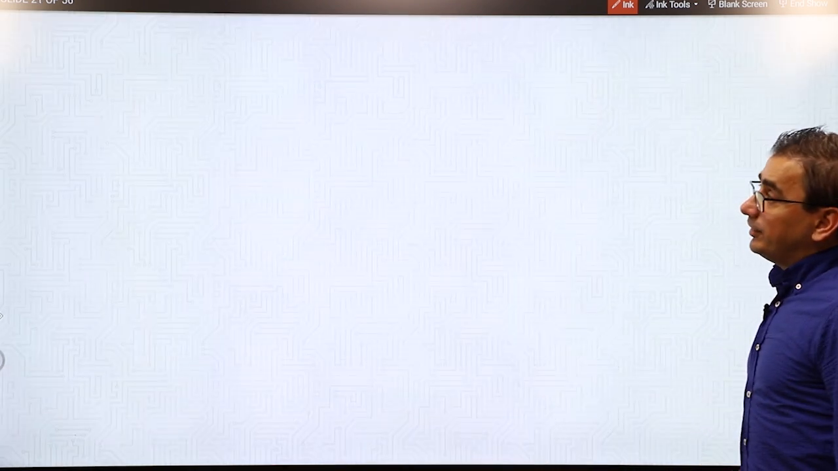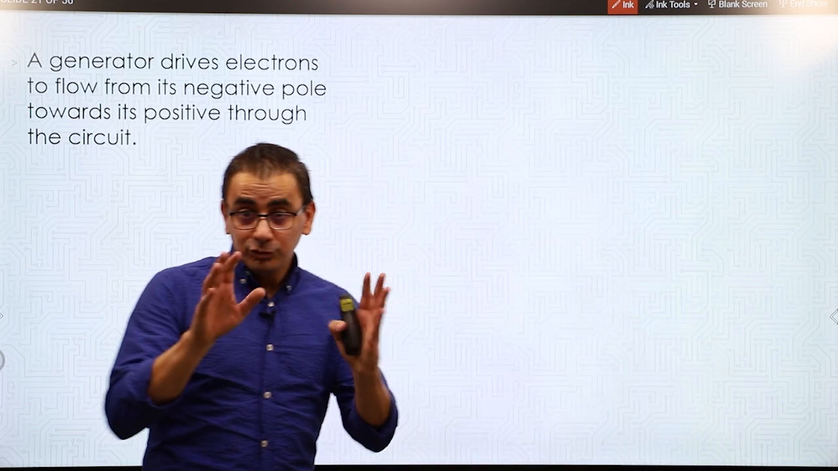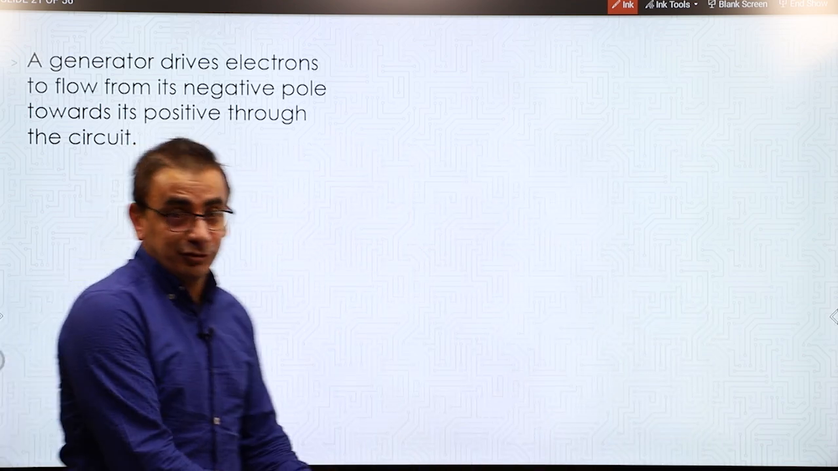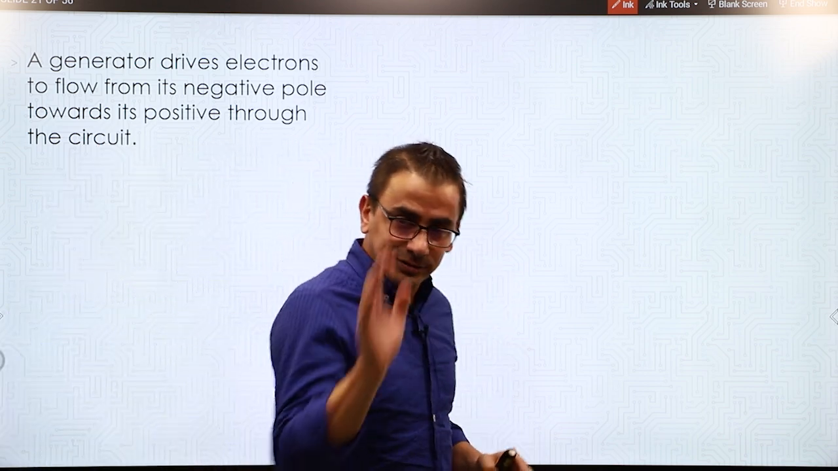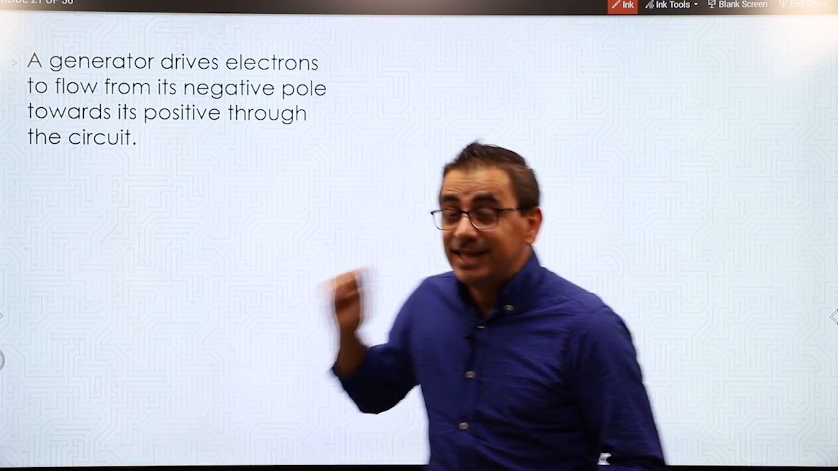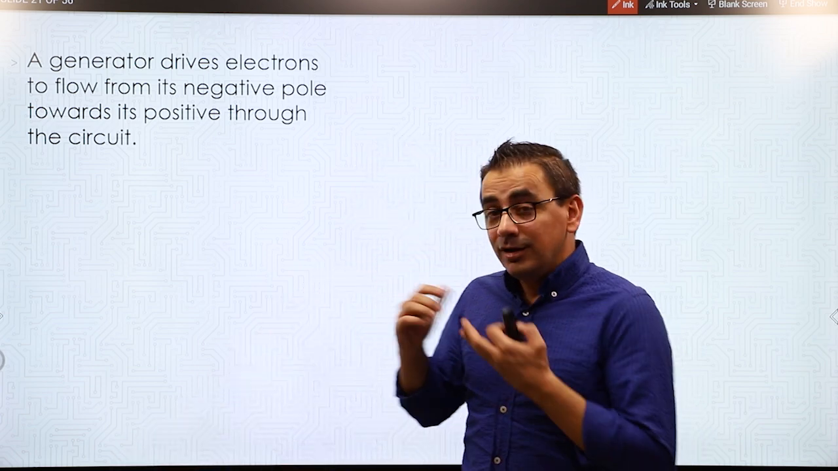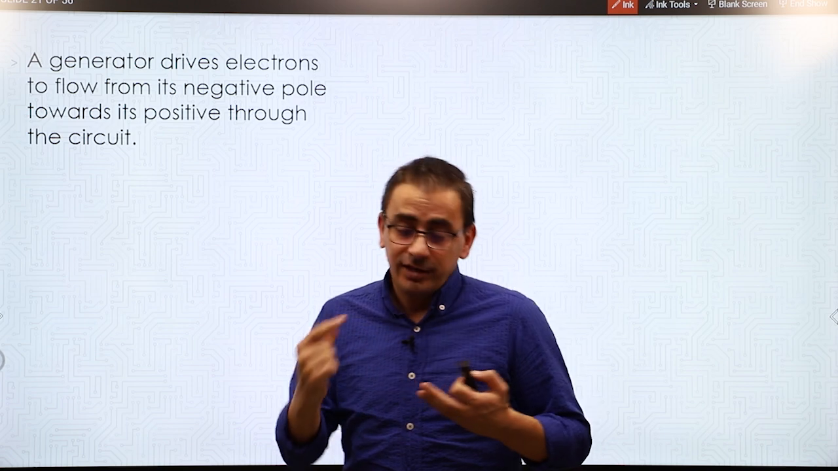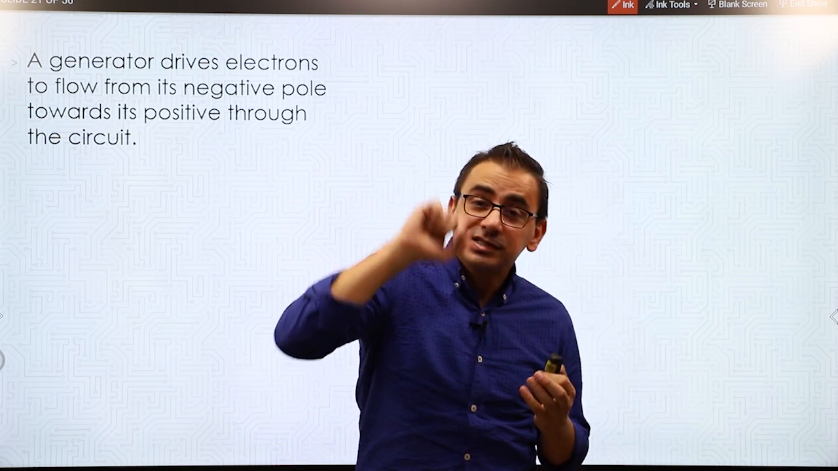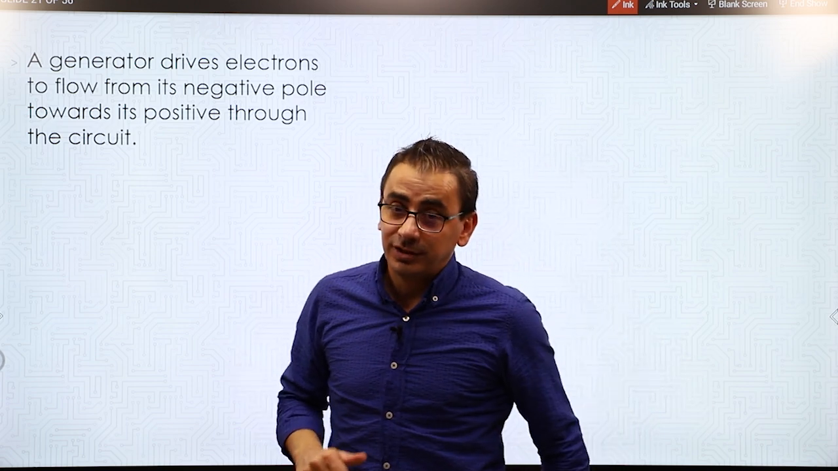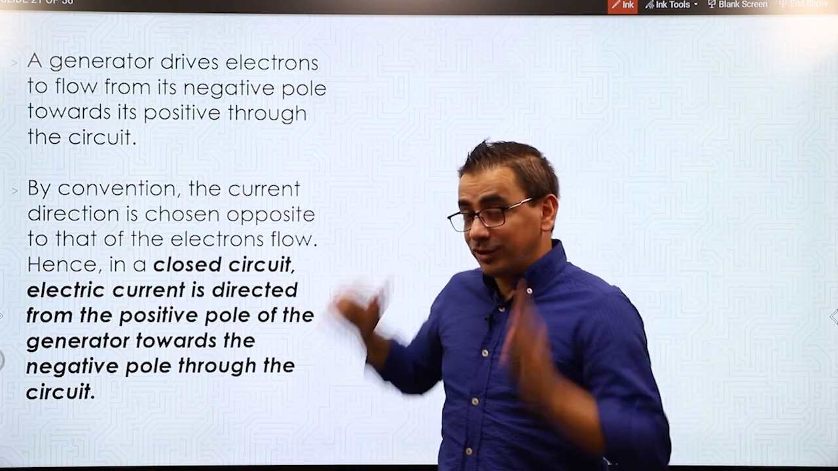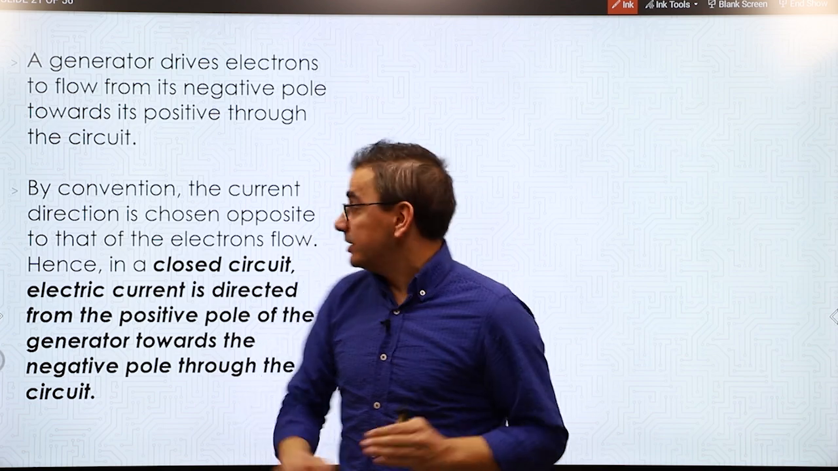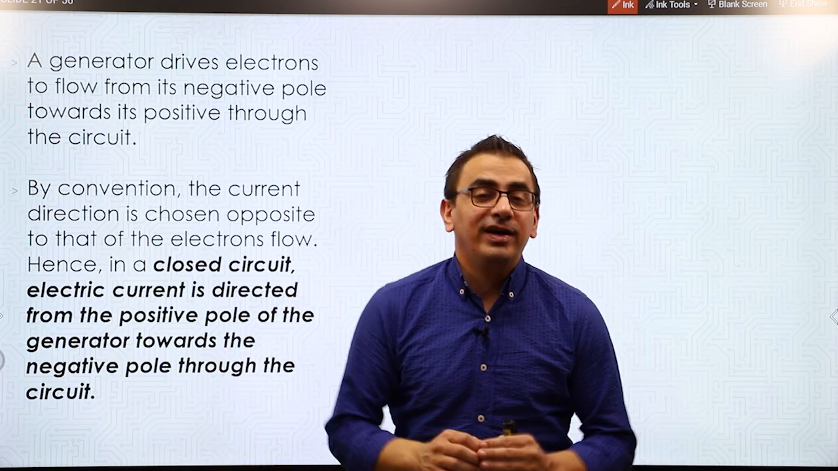Okay, moving on now. Let's see what we talked about in a certain animation. So we agreed the generator drives electricity. The generator, as you can read here, drives electrons in a circuit. It drives electrons from its negative pole, pushes electrons to the circuit, they flow and come back to the positive pole of the generator or the battery. By convention, we talked about this, now we see it written.